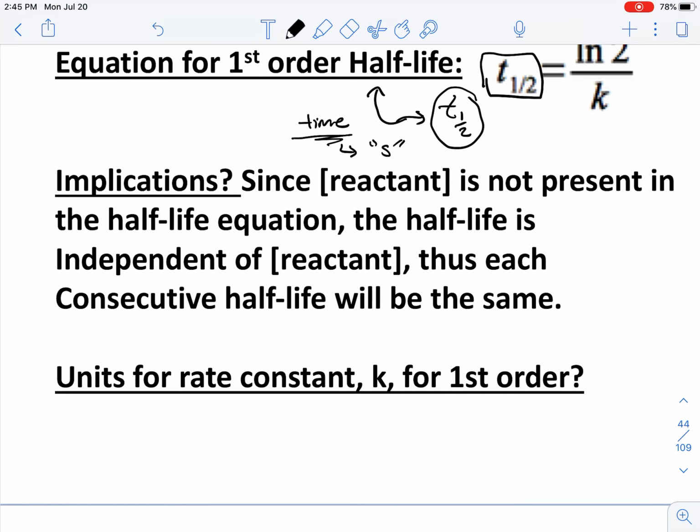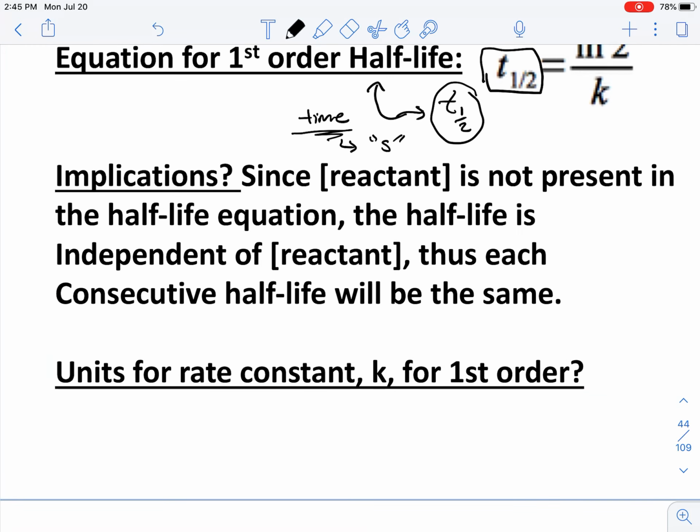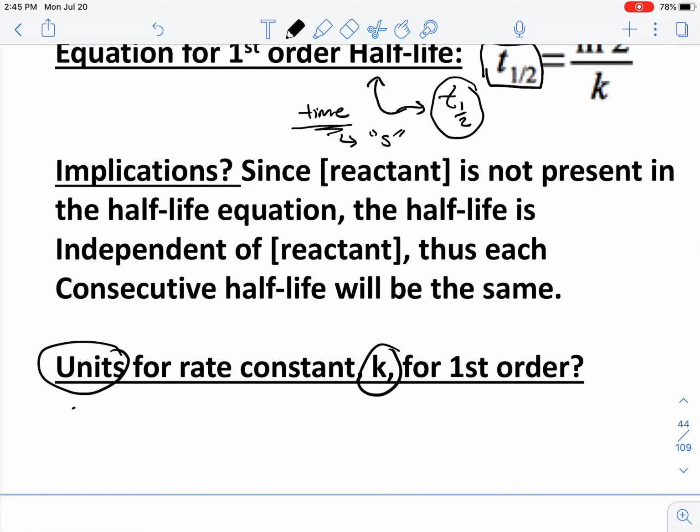All right, so I want you guys to recall that the units for the rate constant k will always change, and it really depends on the order of reaction. And so another characteristic of first order kinetics is looking at the units for the rate constant k. This can be derived by looking at the units from the half-life equation. So T1/2 is equal to the natural log of 2 over k.